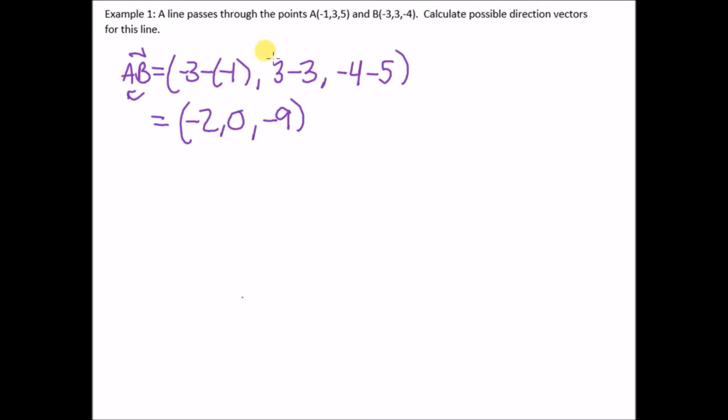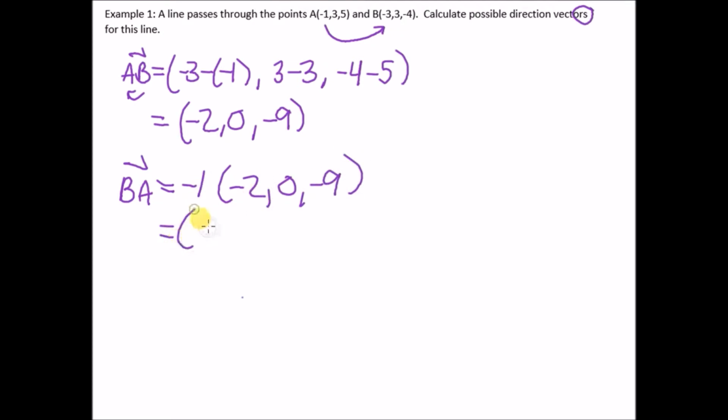So this question asks us to calculate possible direction vectors, okay, with an S. So this is going to be vector AB. So now vector BA is going to be the exact same thing, but we would have subtracted -1 minus -3. So essentially what happens is we're going to take vector AB and multiply it by -1. And again, it's going to be an equivalent vector. So I get 2, 0, 9. Okay, we could also have like 2 of BA, and we can multiply this one by 2.